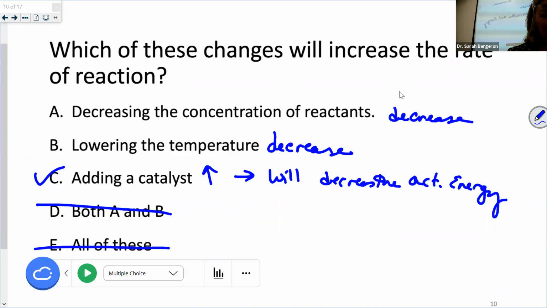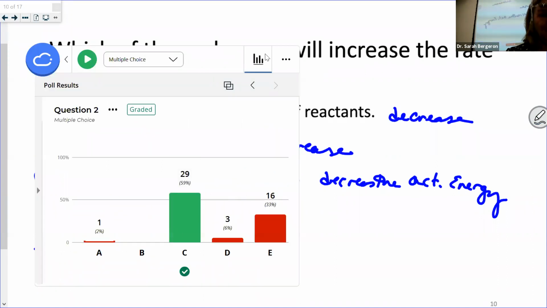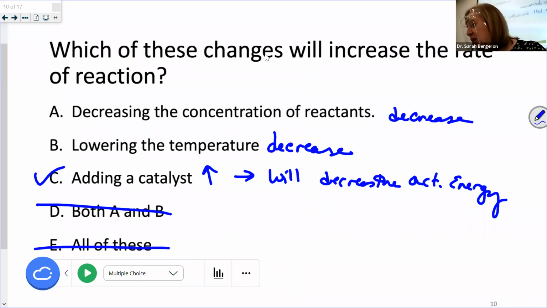So what did y'all say? Most of y'all said answer choice C. And somebody in the chat says, do the iClicker questions that we get wrong count against us?